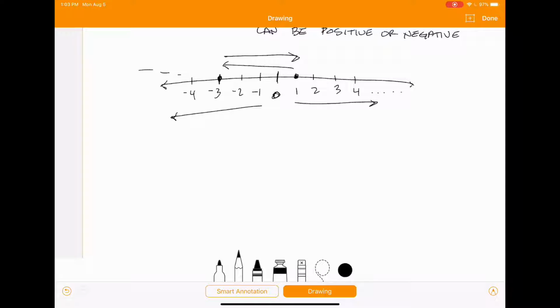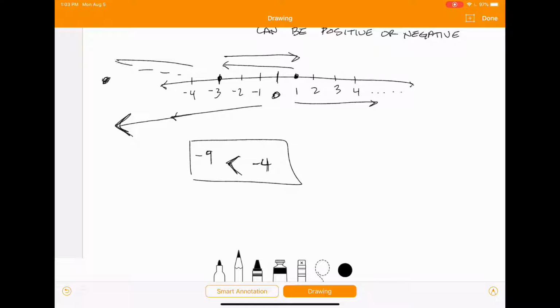So negative numbers are always going to be less than whole numbers, and as negative numbers go to the left, they get smaller in value. So if you had, let's say, negative 9 and negative 4, negative 4 is going to be greater than negative 9. So negative 9 is less than negative 4. And you can see that because negative 9 is going to be way out here on the number line. And so that is to the left of negative 4, so it's less than negative 4.